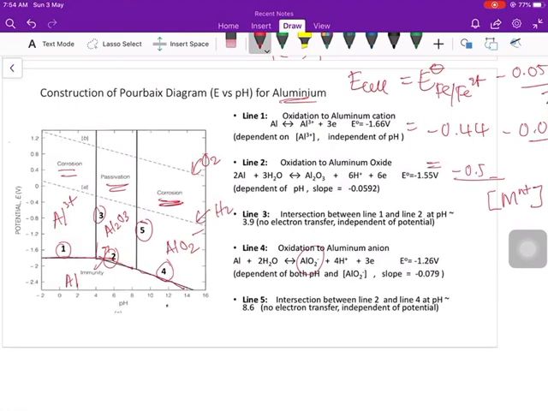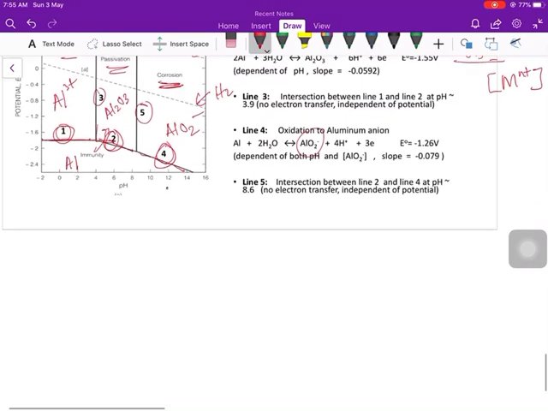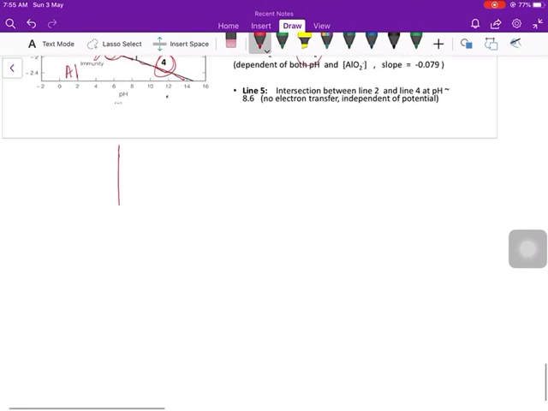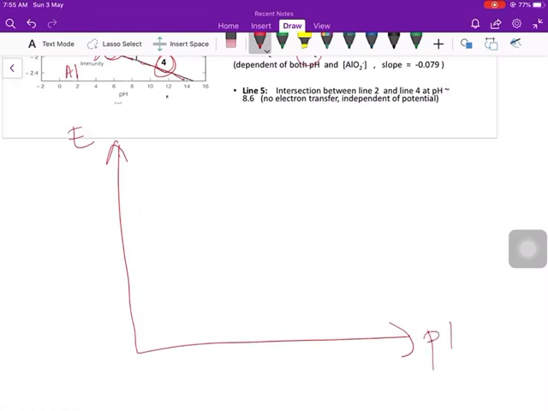All right, so in between, look at this. Lines 1, 2, and 4 are all based on the Nernst equation. This is the standard. To draw line 1, you must use this. The value of the standard is negative 1.66. So, okay, I draw back. So this is E versus pH.